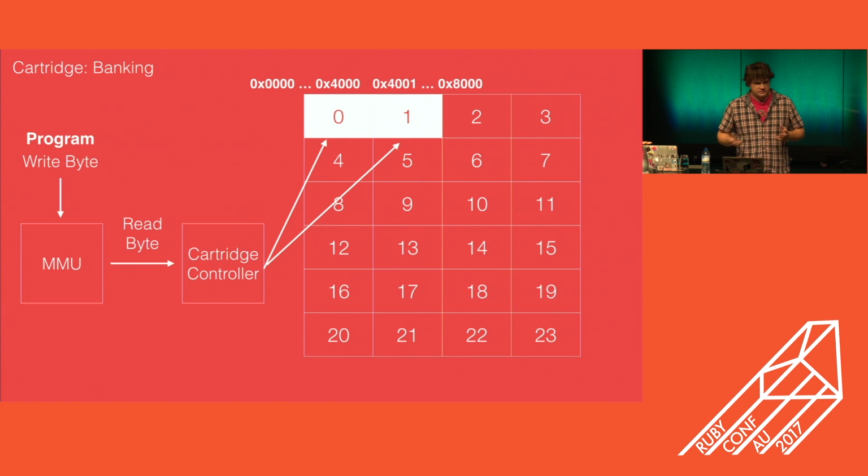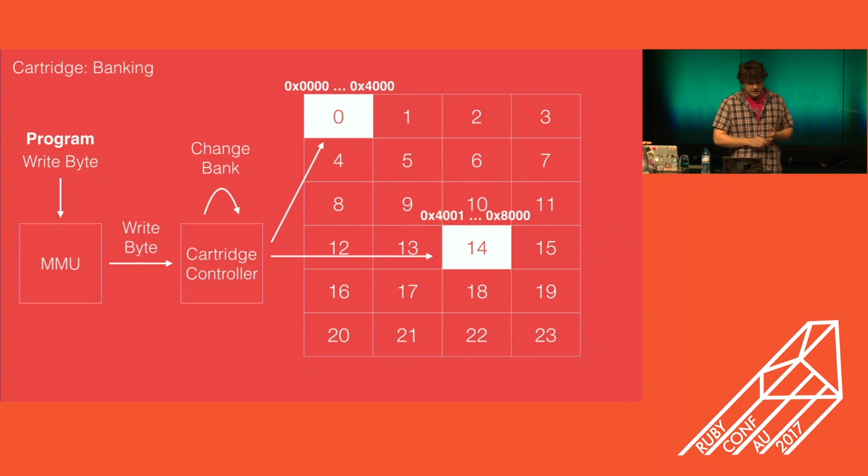This works with another memory register. Using the cartridge, I can tell the cartridge to read a specific region of the game and then load that into memory. This is called the memory bank system. When the Game Boy first starts, bank 0 is mapped to the first half, and bank 1 is mapped to the second half. But then I can tell the cartridge to load in bank 14 between hexadecimal 4001 and hexadecimal 8000.